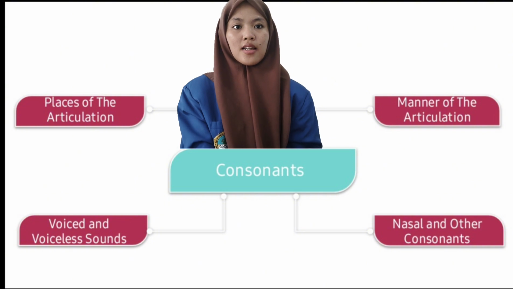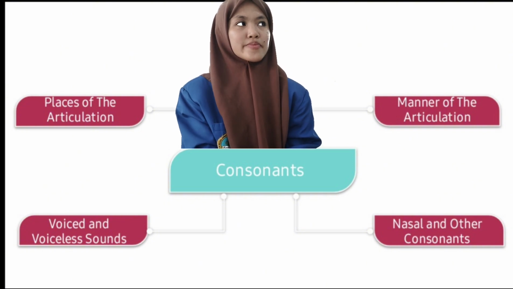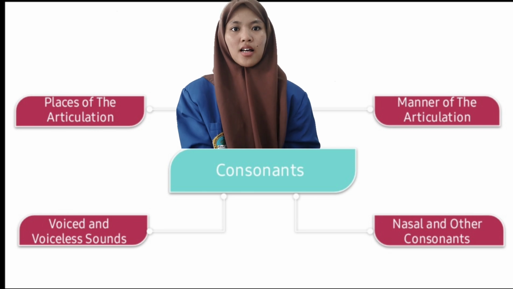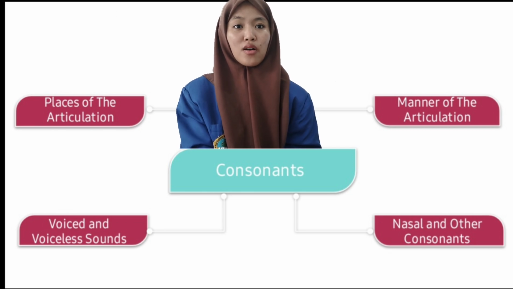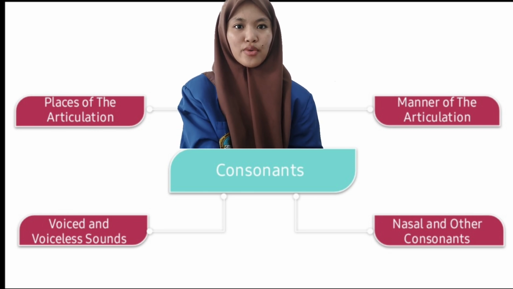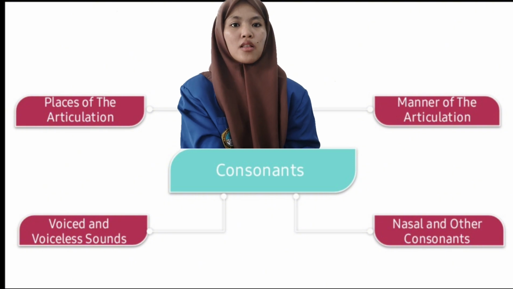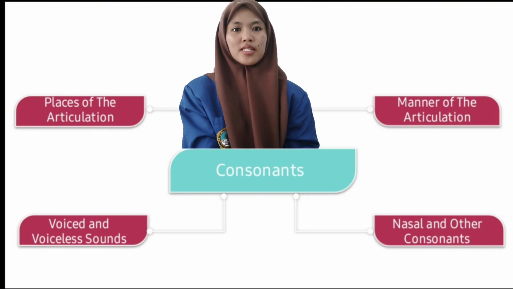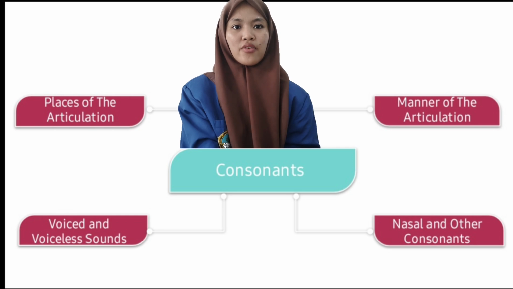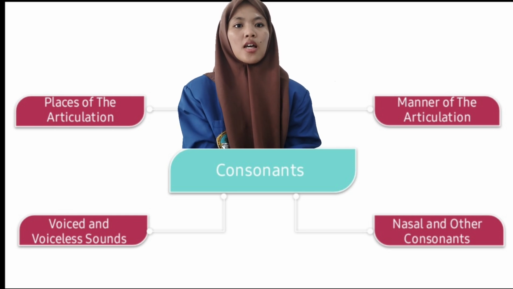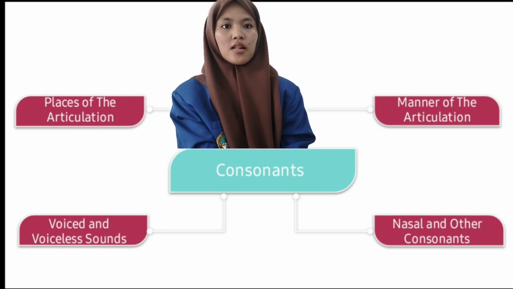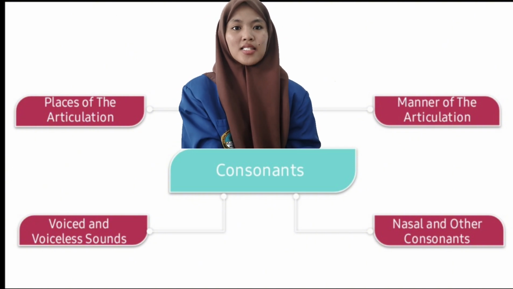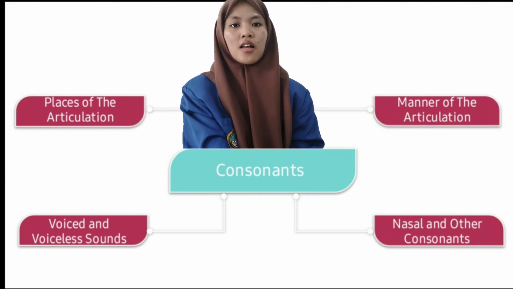Okay, the next is nasal and other consonants. It is divided into two parts. First is nasal. Nasal is an occlusive consonant produced with a lowered velum, allowing air to escape freely through the nose. Nasal is pronounced with the voice issuing through the nose, either partly or entirely, as in M, N, or the NG of song. And the second is other consonants.